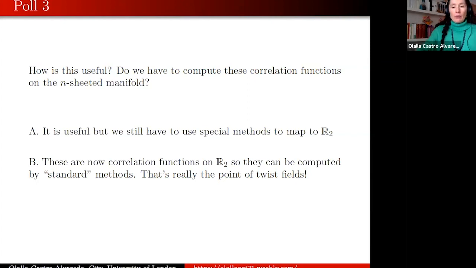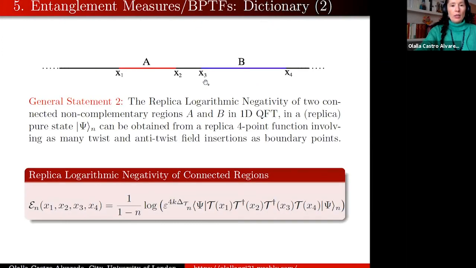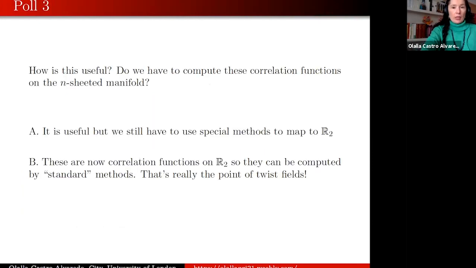So when you have twist fields, these correlation functions I was showing you are correlation functions on the complex plane. And how do you get rid of the Riemann surface structure? Well, you get rid of that thanks to the non-trivial exchange relations these fields have with other fields. So they implement essentially the action of this branch cut for you. And that is really the big advantage of this. So now you can use the standard methods. That's really the point of having these twist fields, especially beyond criticality.